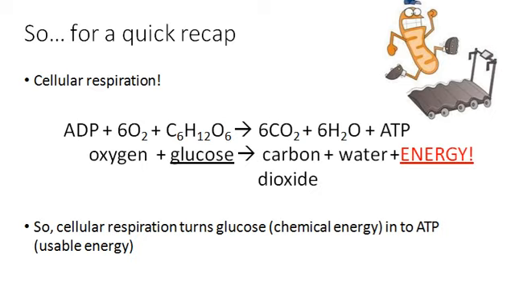So the glucose undergoes aerobic respiration and anaerobic respiration to produce the ATP. If you take the aerobic respiration, 6 oxygen molecules react with a glucose molecule to produce 6 carbon dioxides, 6 water molecules and ATP.